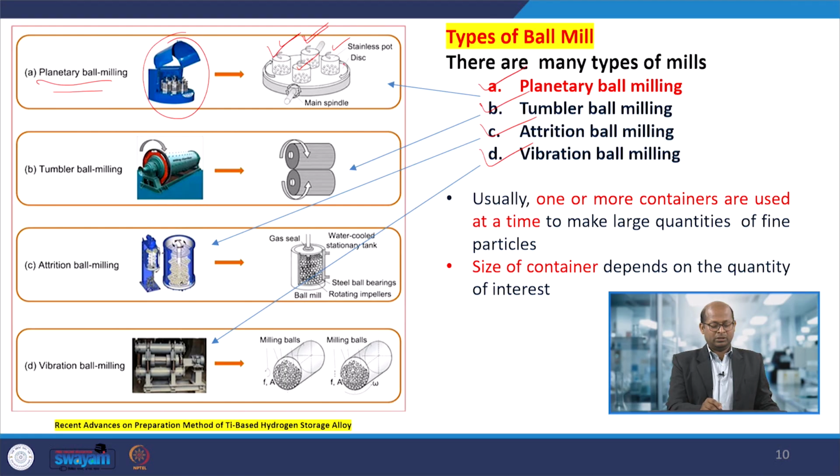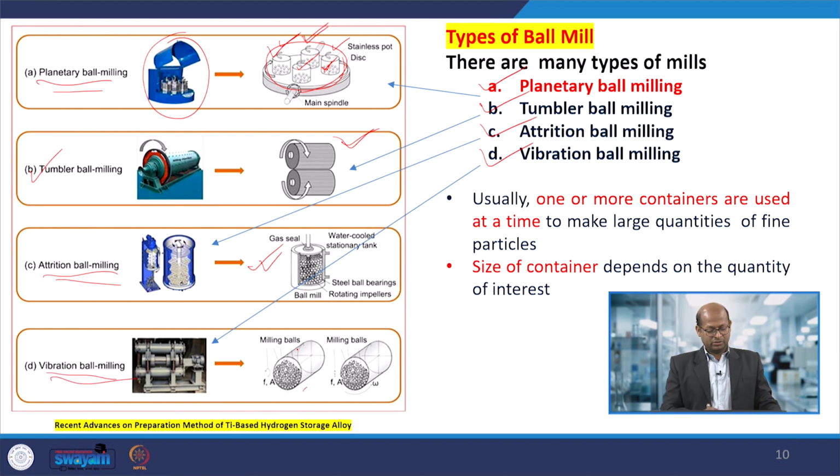The 4 jars sit on a disc. Over that disc a stainless steel jar was placed, and inside the jar the balls and starting materials have been taken. The tumbler type has this kind of arrangement, and here is attrition ball milling. We'll discuss the details later. This is the arrangement, and here is vibration ball milling.